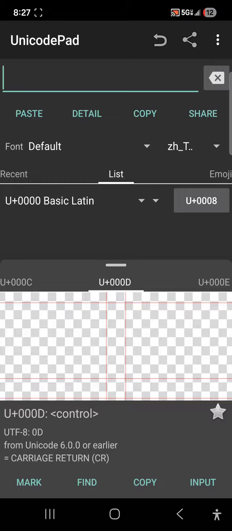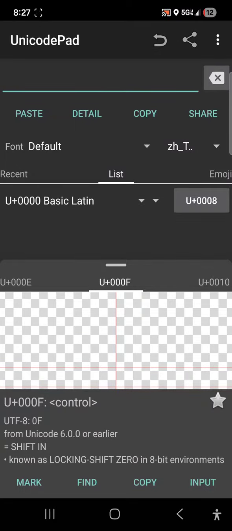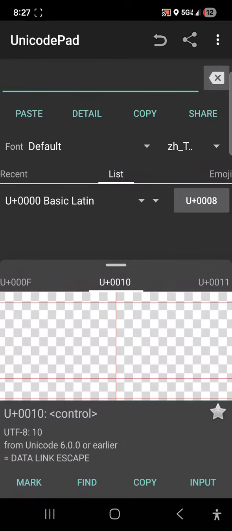This is carriage return, shortened as CR. It is another control character used representing a usage for returning a heavy container. This is shift out. It shifts out your characters into a new line, which we'll get to the bottom of shortly. This is shift in, known as locking shift 0 in 8-bit environments.